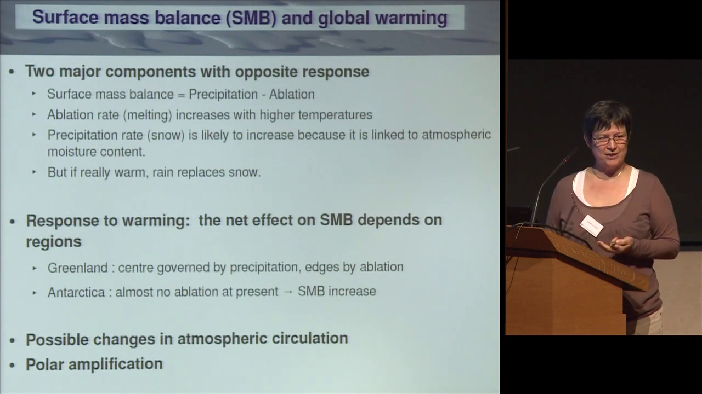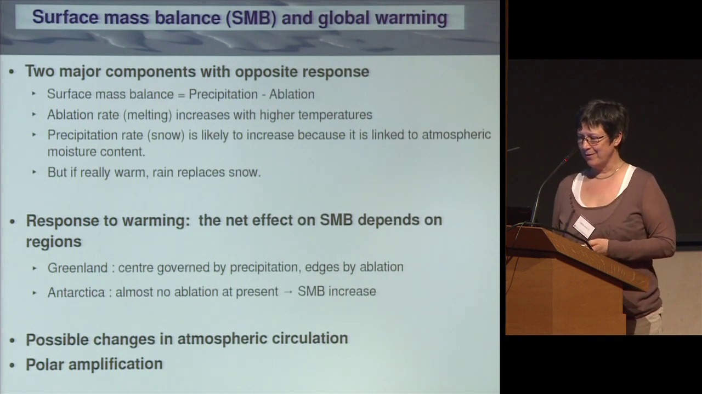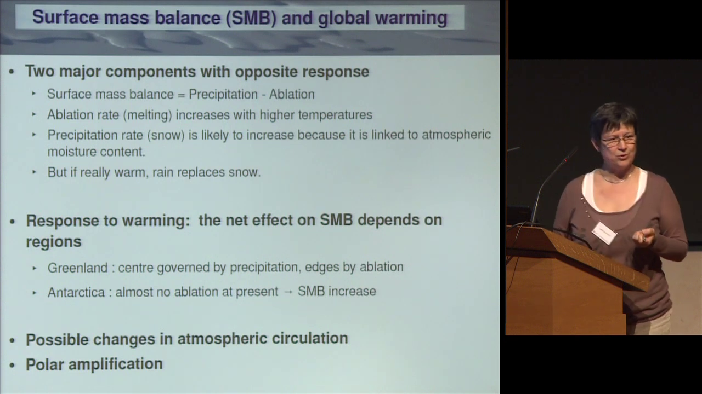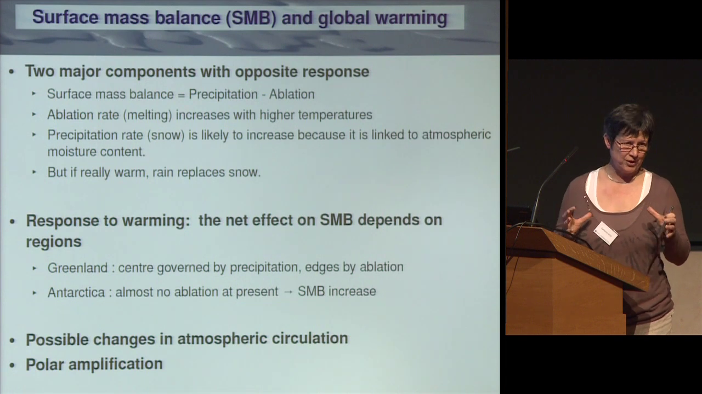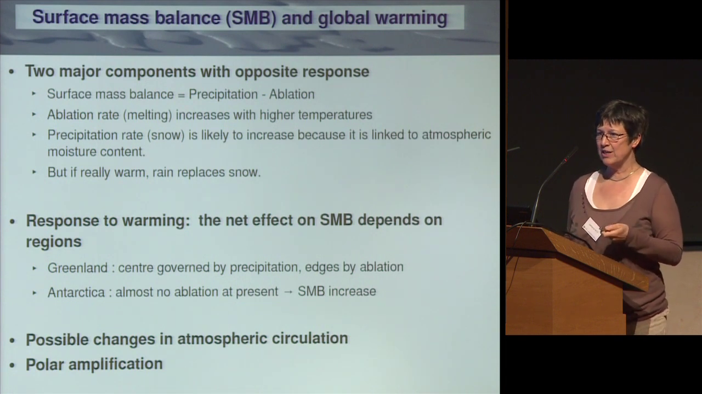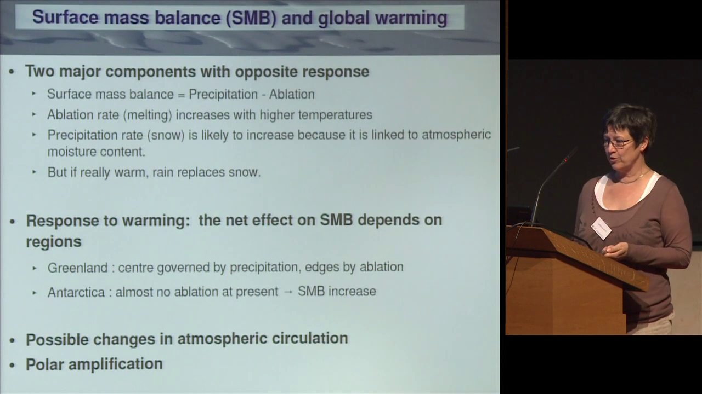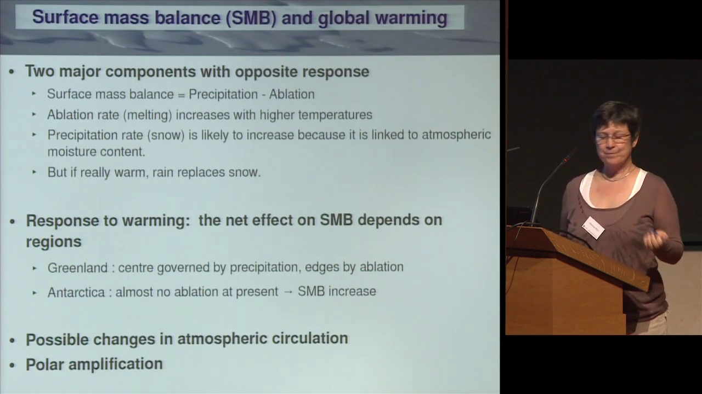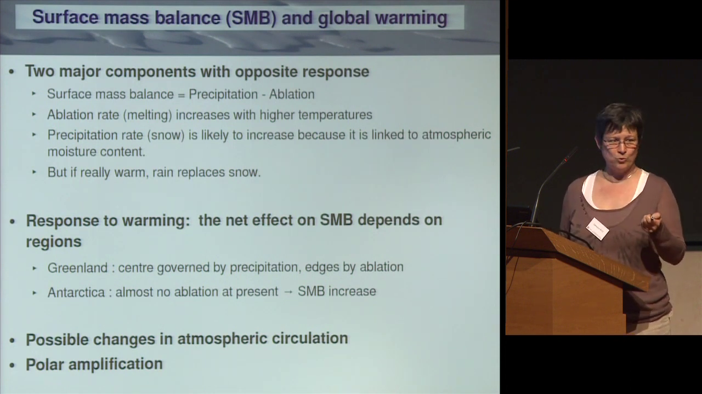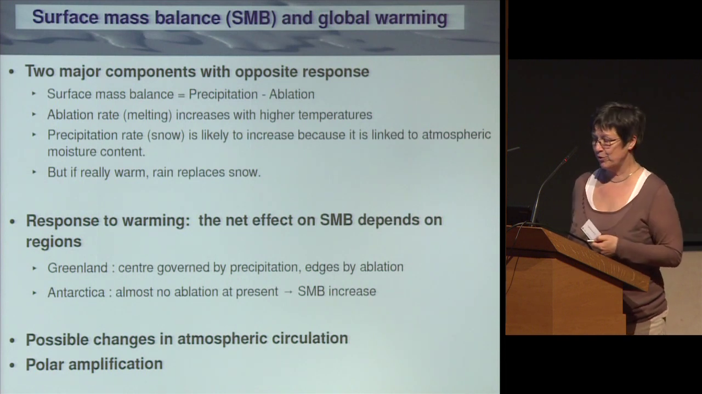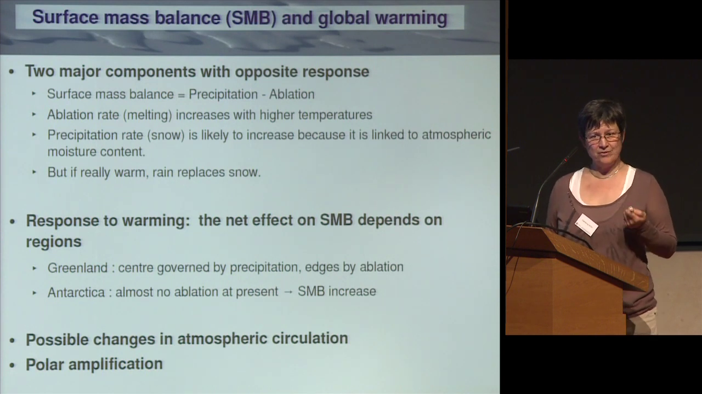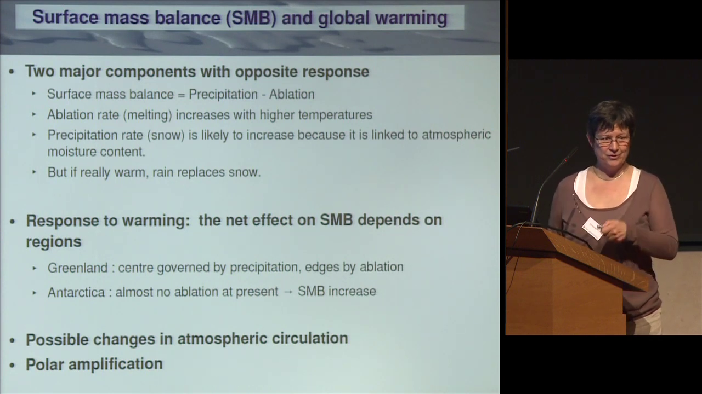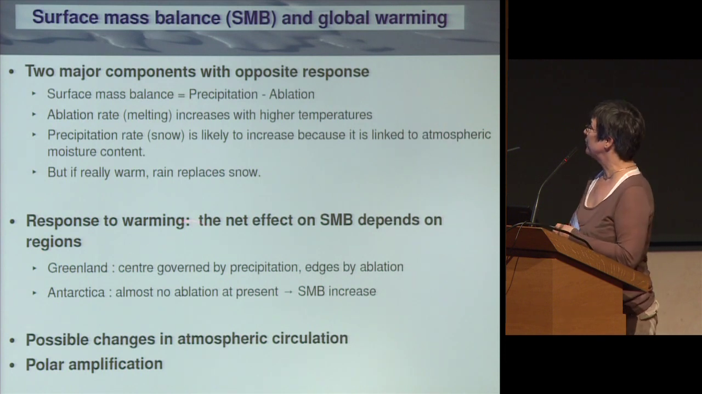But precipitation rate also increases with a higher temperature. This is because, especially in the polar region, precipitation is strongly linked with the amount of water you can find in the air. When you have a warming, you have more moisture and more precipitation. But if it is really warm, then you will have rain in place of snow, and you go back. So you see, nothing is monotonic in surface mass balance as a function of temperature.